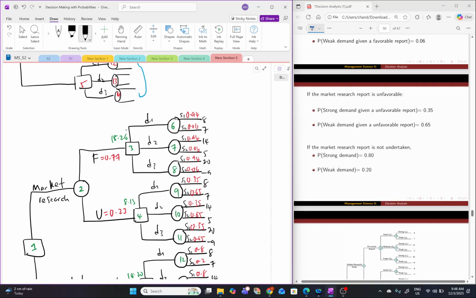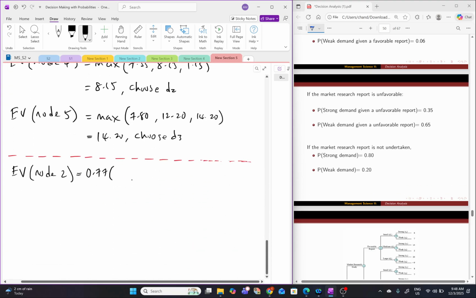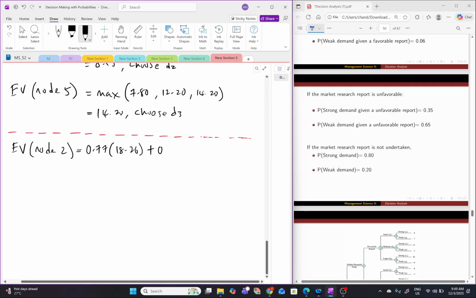Node 2, 18.26 multiply with 0.77, plus 8.15 multiply with 0.23. That gives $15.93.